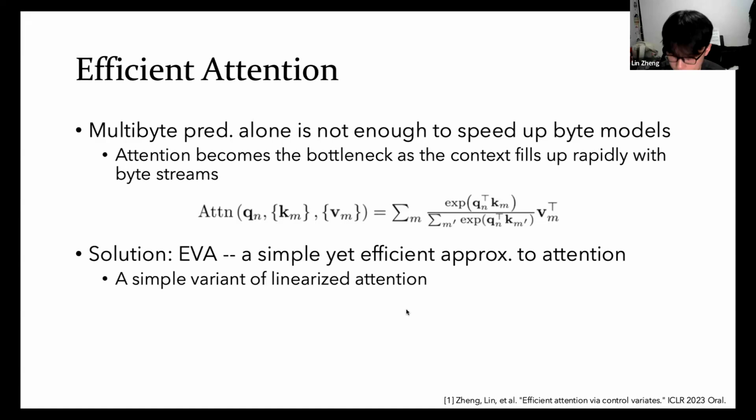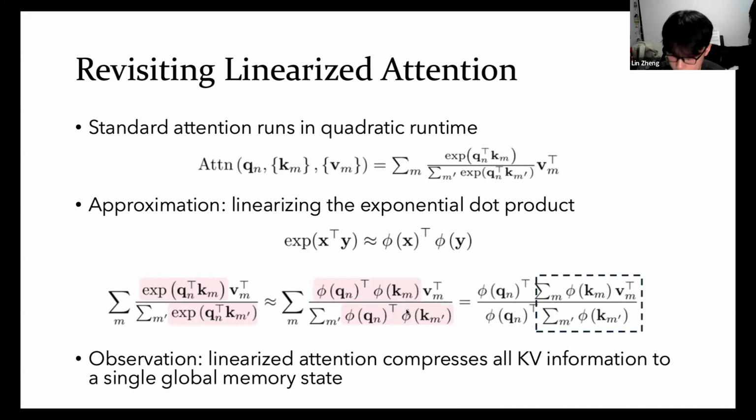EVA was actually proposed in our earlier work at ICLR 2023. It is based on a very simple variant of linearized attention, or linear attention, which is a more common name in the literature. I believe most folks here are experts in this field, so I will only give a very high-level picture of how linearized attention works. The key idea is to approximate the exponential dot product used in attention softmax with the dot product of two feature functions phi. The feature functions can take various formulations, which we will cover later. By plugging in such an approximation, we can enable a much faster calculation of the attention softmax.